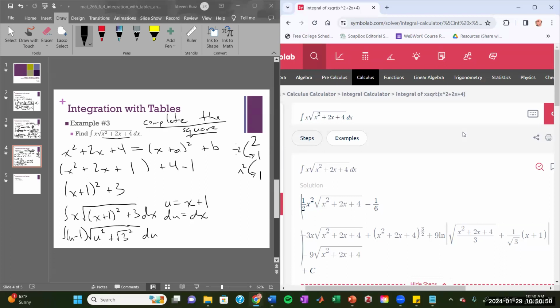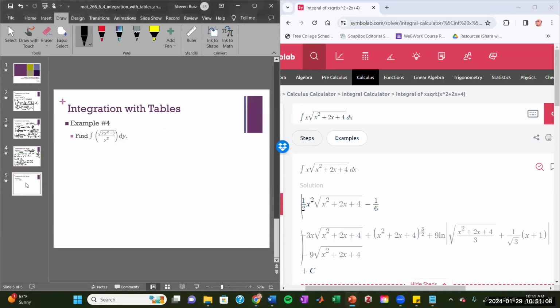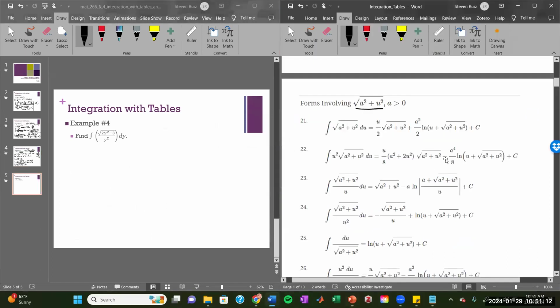In the meantime, I'll try to figure out how you might be able to use one of the tables with number 3. Any questions about the online calculator angle on this? All right, do I want to do one more? Yeah, let's do one more. So back to the tables.